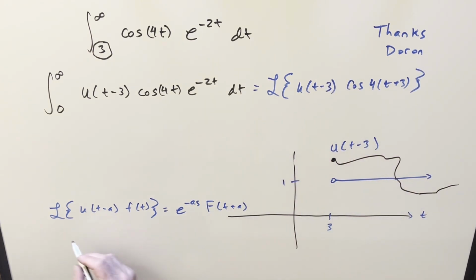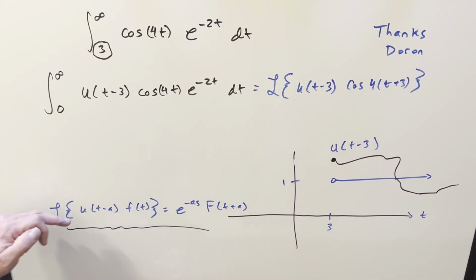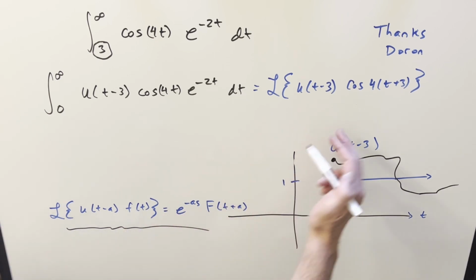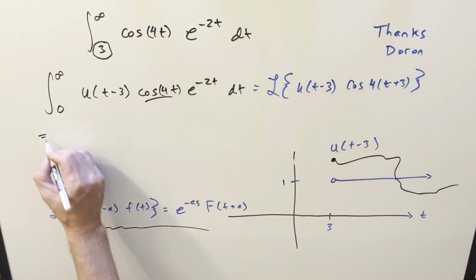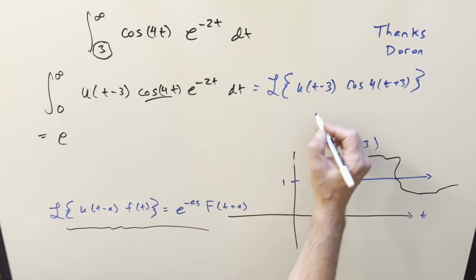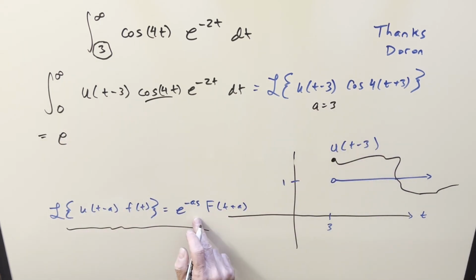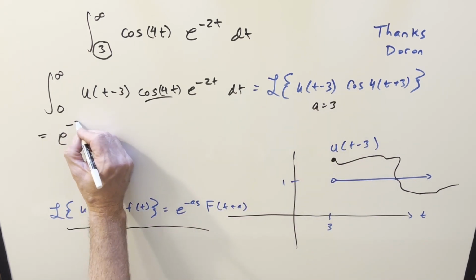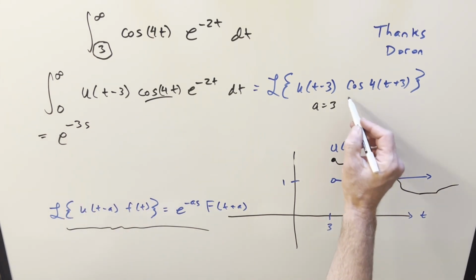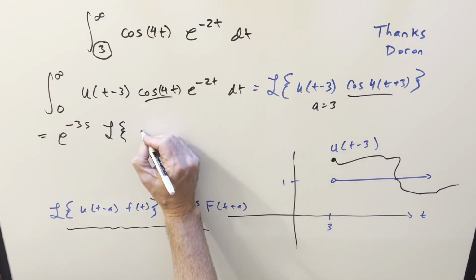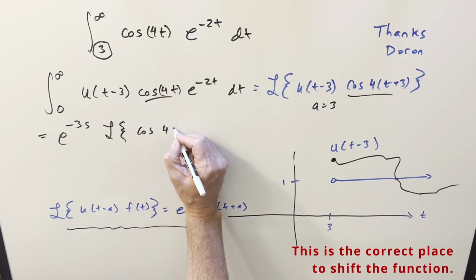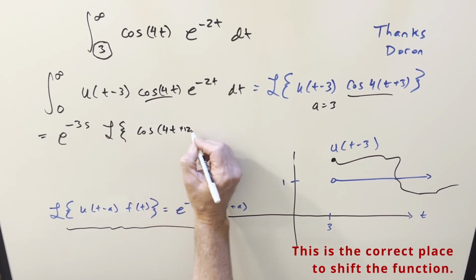And so for this, we'll use our formula for a Laplace transform of the unit step function times some function, where our f of t is going to be this right here. Again, our a value is just 3. So using this, we're going to have e to the minus 3s. And then for this part, we need the Laplace transform, and I'm going to distribute it in. So it's going to be cosine of 4t plus 12.